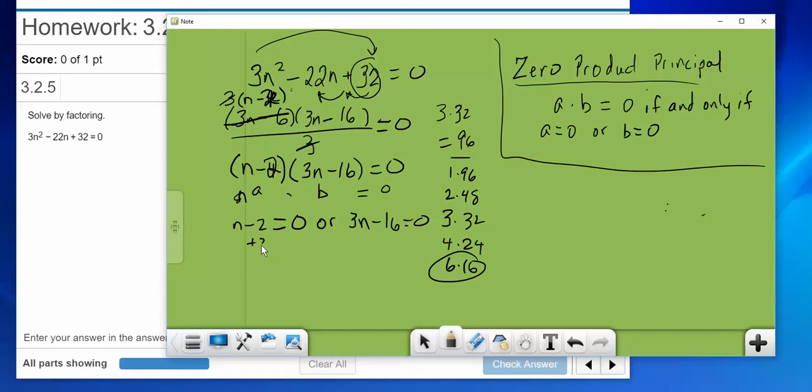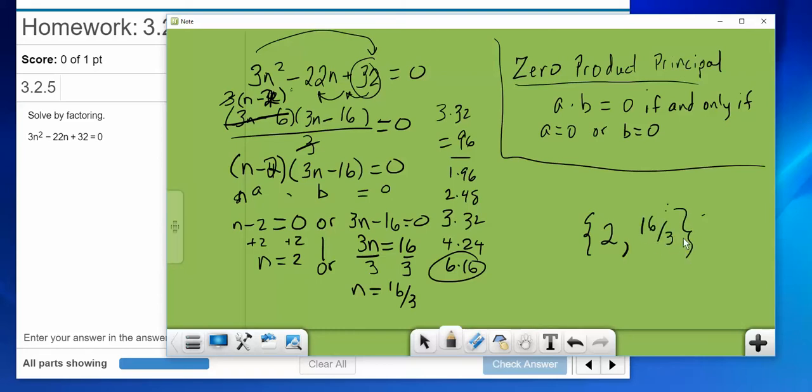And we're going to solve each statement separately. So n equals 2. Or we're going to add 16, then divide by 3. So n equals 16 thirds. So our solution set is going to be 2, or I should say or 16 thirds.